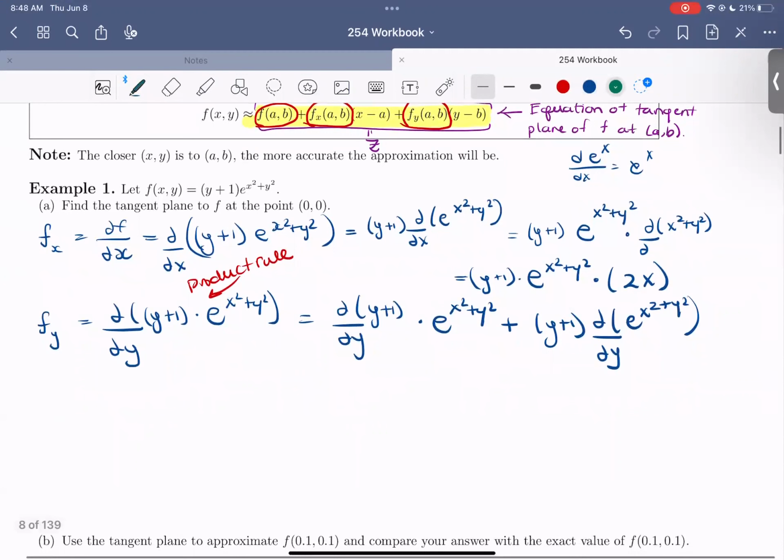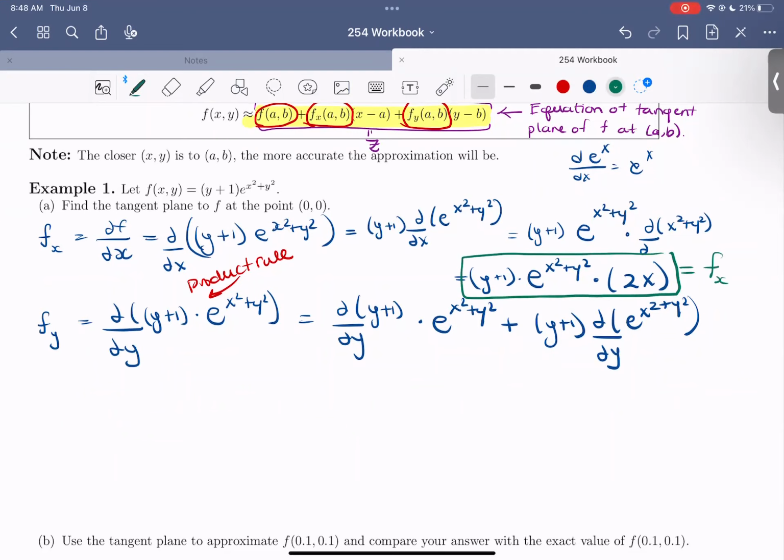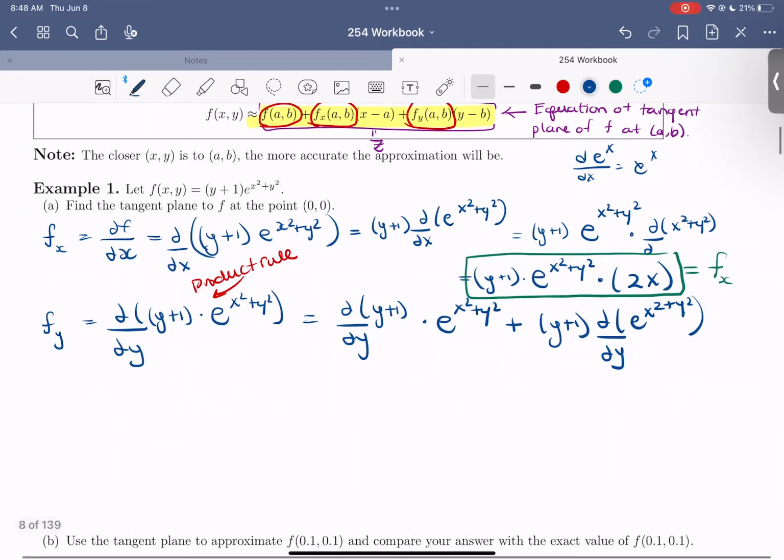All right, and just to clean things up, I'm just going to circle this so we know that it is separate from the work that we're doing. This is f sub x. All right, so now we can just compute those derivatives.